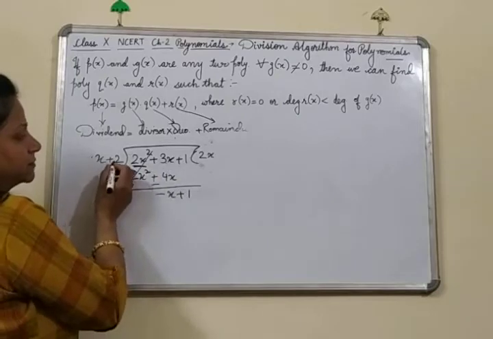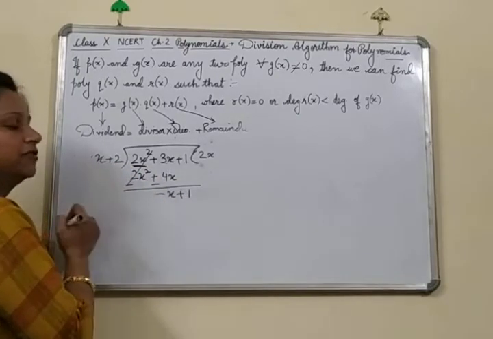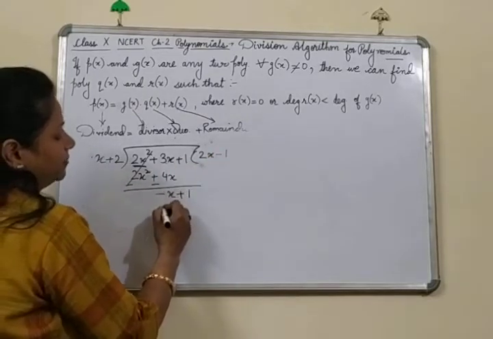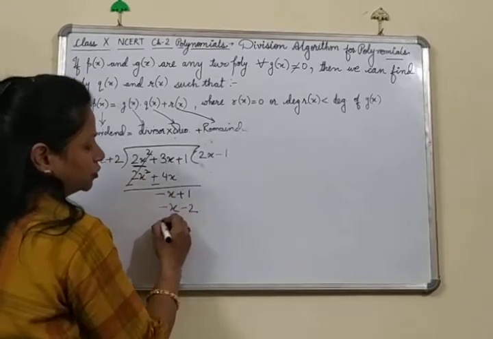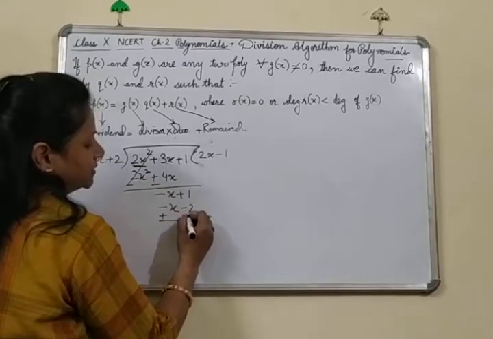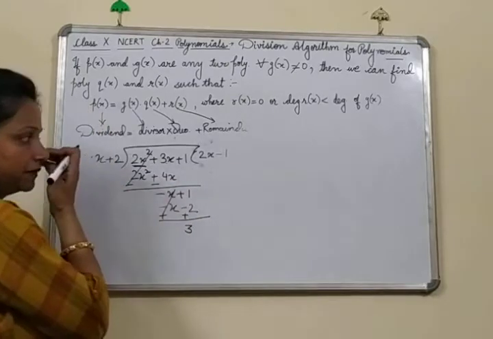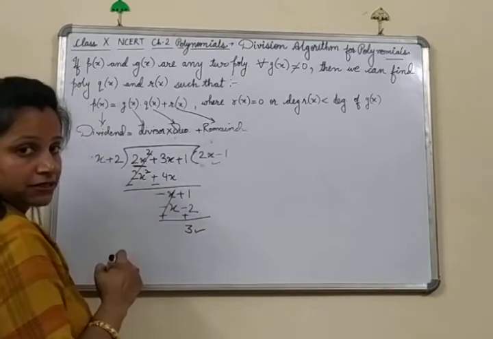Then we change the sign, this cancels, minus x plus 1. Then x plus 2 and here we have minus x plus 1. X to be multiplied with what? To get minus x, it is to be multiplied with minus 1. Then it becomes minus x. Now minus 1 into plus 2 will be minus 2. We change the signs here, this cancels and this becomes 3. That means this is the quotient and this is the remainder.